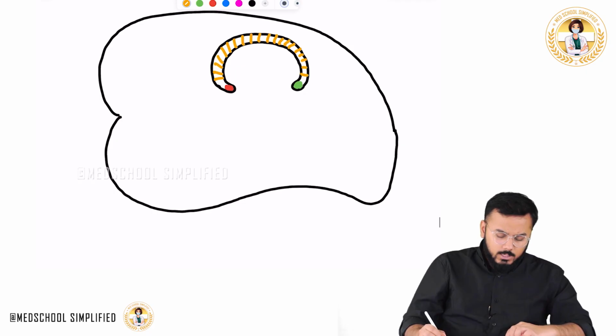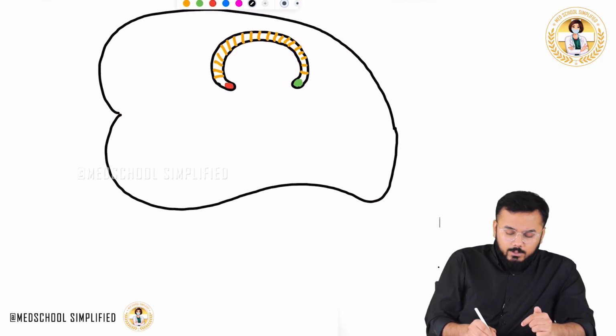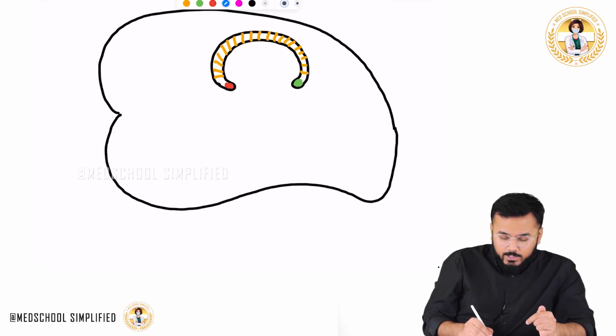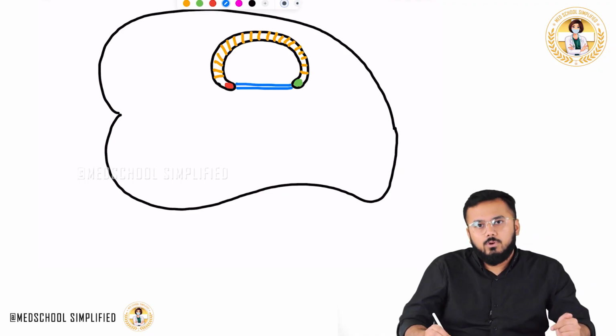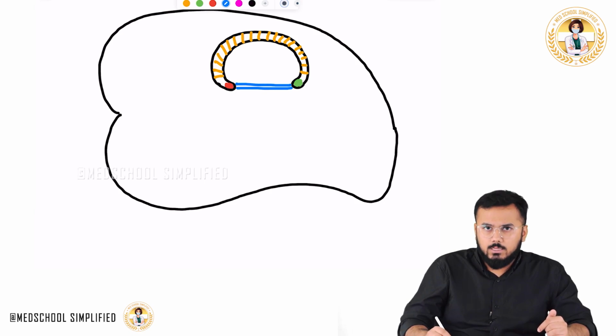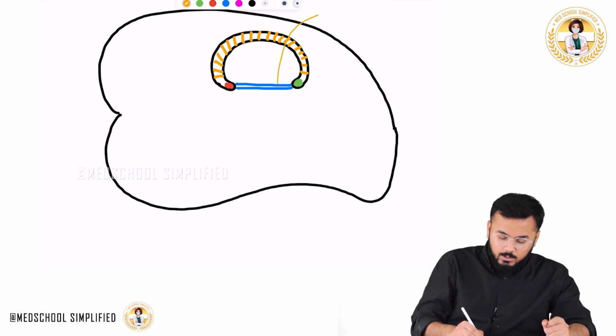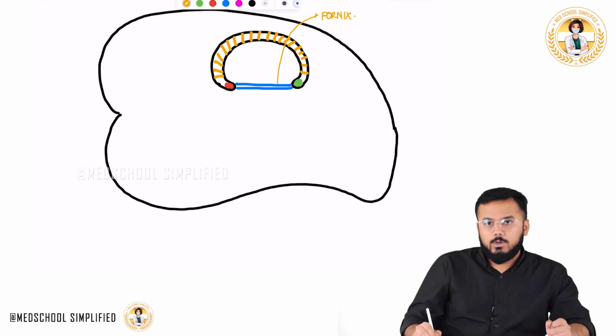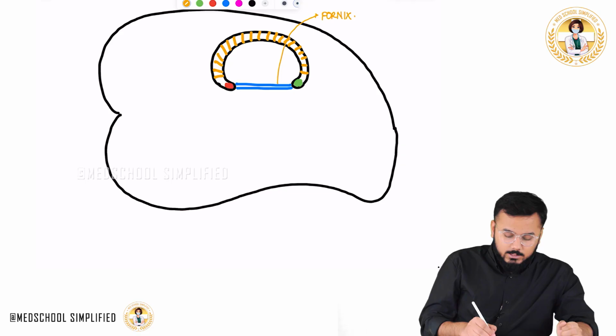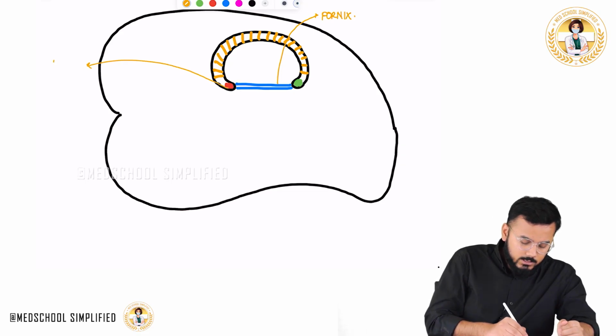Now within this genu there is one very important structure, this blue colored one which I have drawn, called the fornix. What is this called? This is called the fornix. Okay, so let me just name this part. This part over here is called your fornix. Right? Now the next important part is this part, as I already told you, this is called your genu.